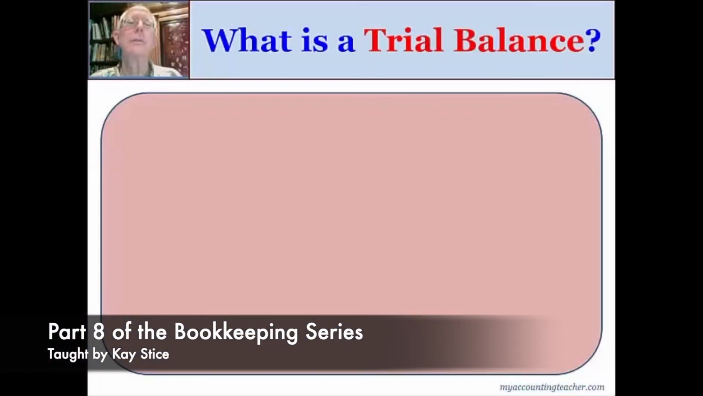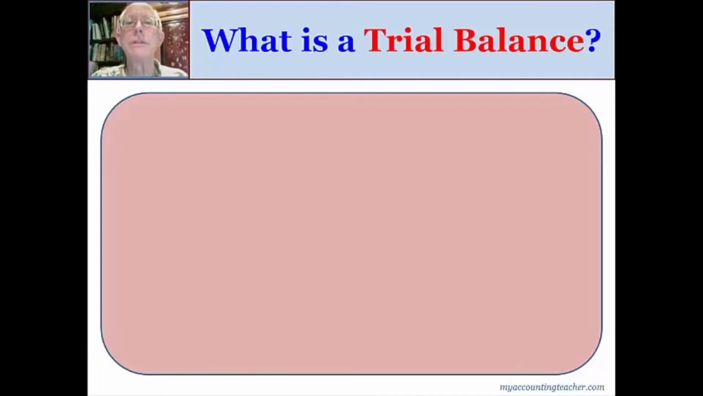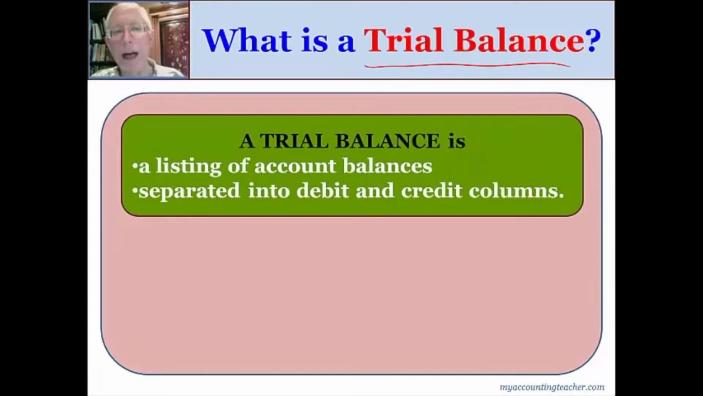Okay, so we got the ledger, all these account balances on these different pages. Now we're going to make a trial balance. So what in the world is a trial balance? A trial balance is just a listing of all the account balances, one number for cash, one number for inventory, one number for accounts payable, and we just separate them into debit and credit columns. Okay, that seems pretty easy.